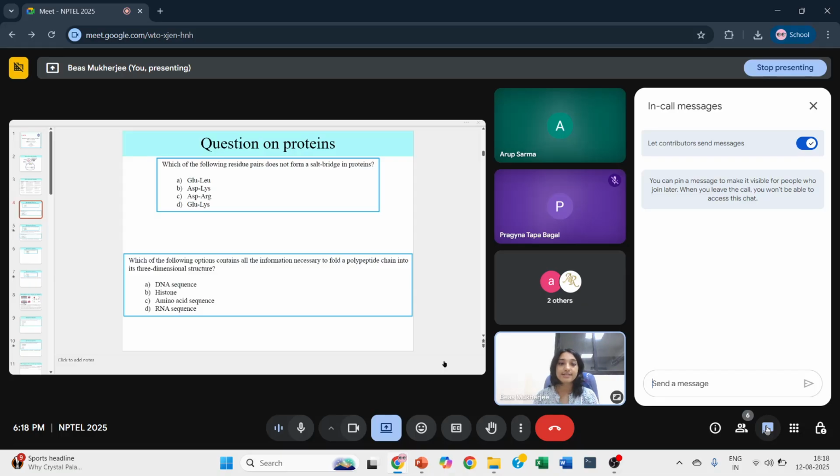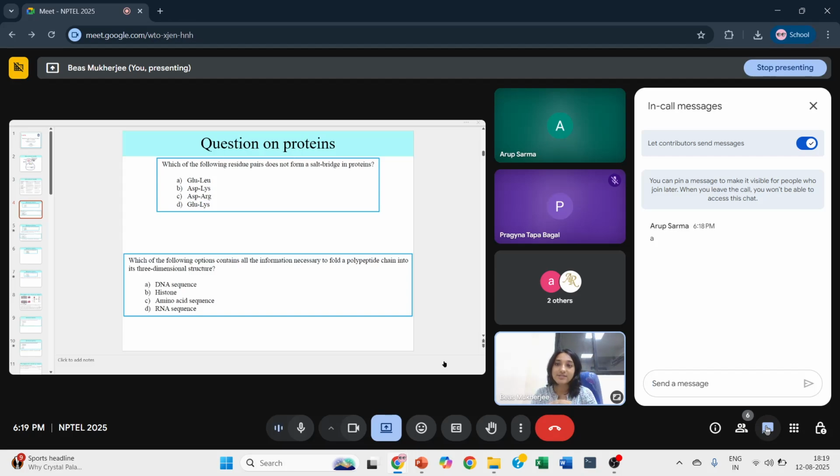Let's look at the first question. So I'll give you a hint. See, glutamic acid and leucine. Now leucine is not a charged residue, right? So leucine is having what? An aliphatic side chain, right? Aspartate and lysine. This is the example that I gave you guys, right? So this is, yeah, correct. Very good. So for the first question, the answer is leucine.